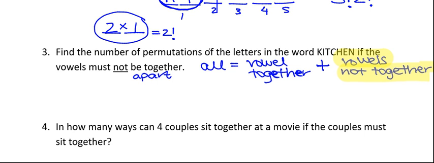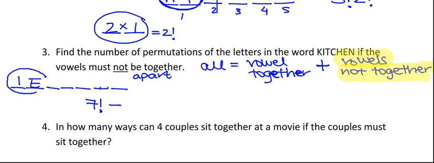So first let's consider the number of arrangements in which I have no restrictions at all. So I have 1, 2, 3, 4, 5, 6, 7 letters to arrange. So 7 factorial is the number of words that can be made with no restrictions at all. Now let's subtract the number of words in which the vowels are together. So the vowels in kitchen are I and E, leaving me with 5 other consonants.